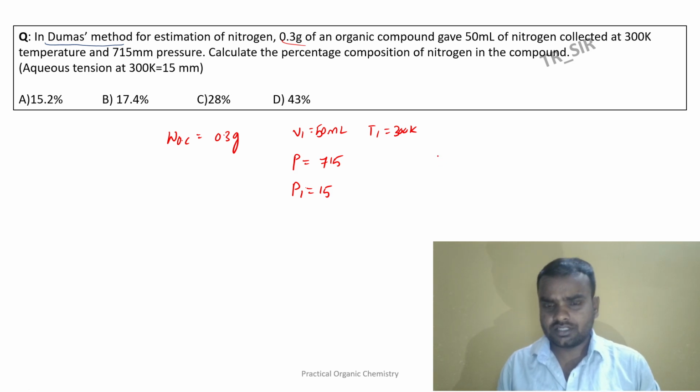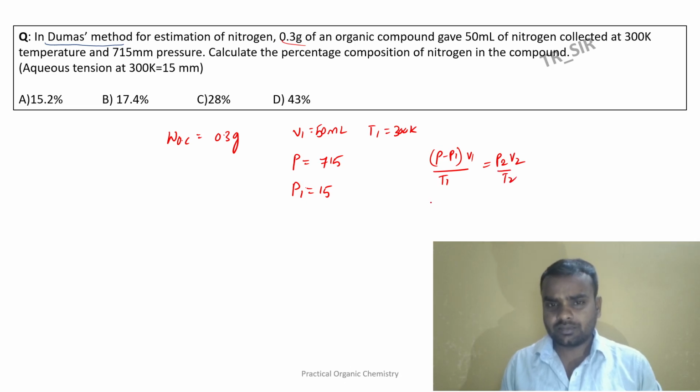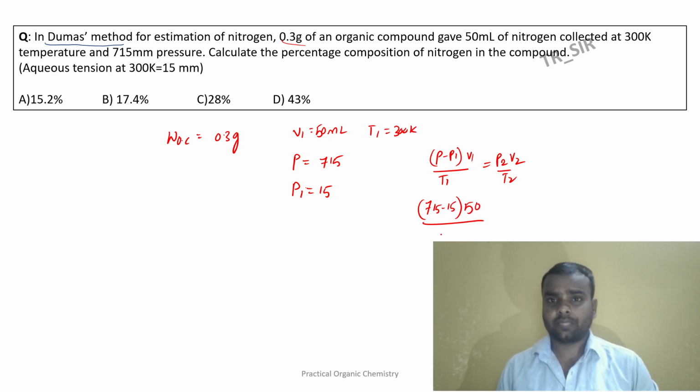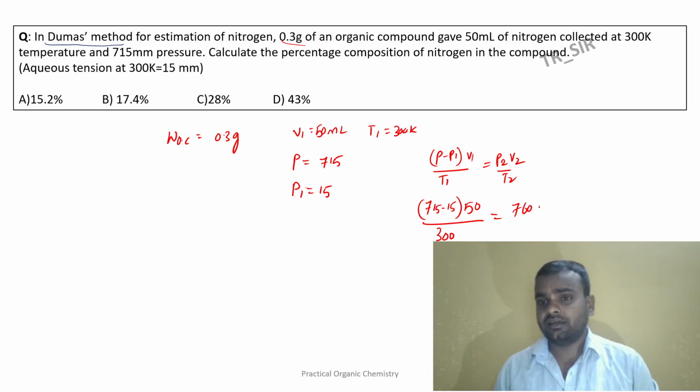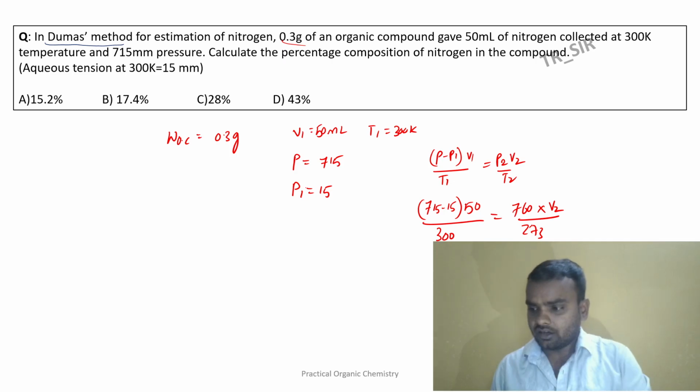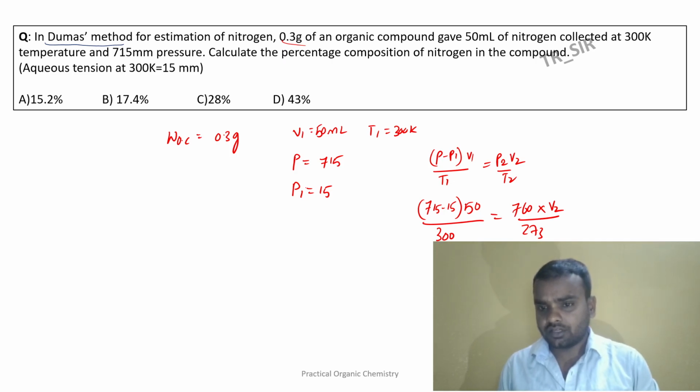From that we can first find out (P minus P1) into V1 by T1 is equal to P2 V2 by T2. Here P minus P1 is 715 minus 15, into V1, which is 50 ml. We don't need to convert ml to liter. The temperature is 300 Kelvin, and the pressure P2 at STP is 760 mm. V2 we need to find out, and T2 is 273 Kelvin. After solving, we get the volume as 41.9 milliliter.